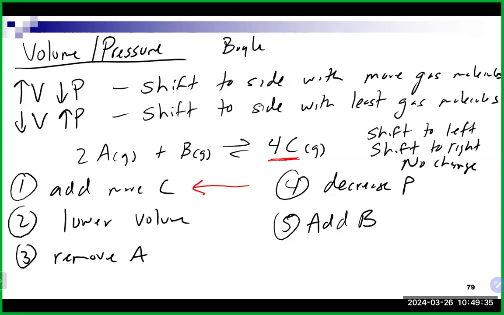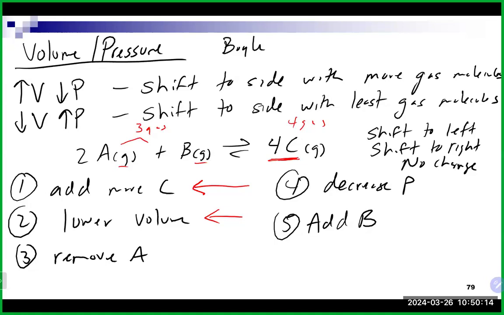If I lower the volume, the pressure gets increased. And in a smaller volume, do I need more or fewer gas molecules? I need fewer. And that's how I usually think about volume and pressure. Small volume, fewer gas molecules; larger volume, more gas molecules. So it's a good way to think about it. In this case, we just want to count everybody that's a gas here and their coefficients. We have 3 gas molecules on the left and 4 on the right, which means we would shift to the lower side of gas molecules.